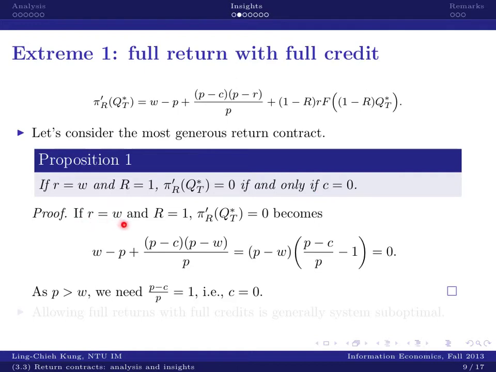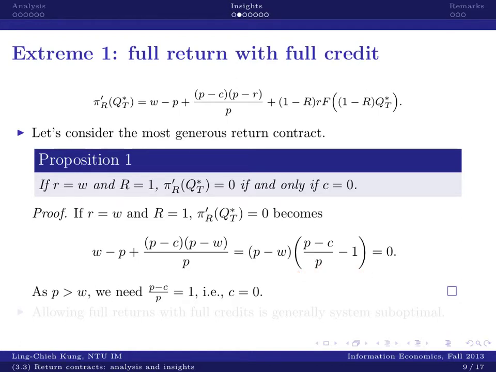Suppose r is w and capital R is 1. Then the desired equality will become this. Why? When capital R is 1, this part is cancelled, the whole term here will be cancelled. And then your small r becomes w, and that's why this part becomes this part. Okay? And then you may take p minus w outside, and you're going to get this.